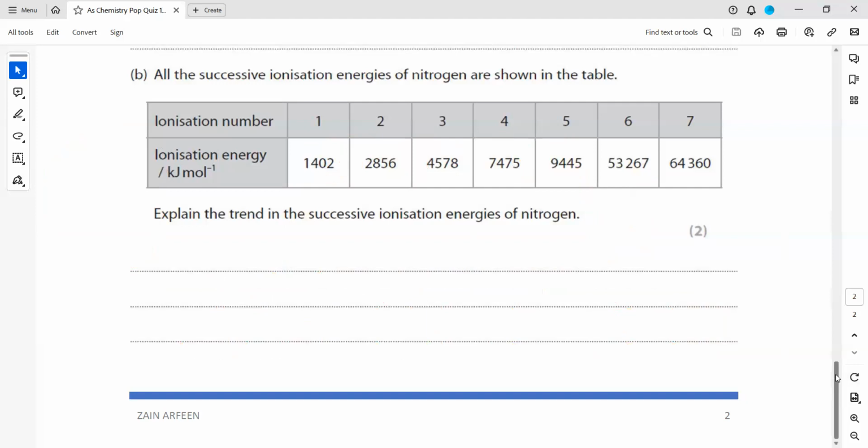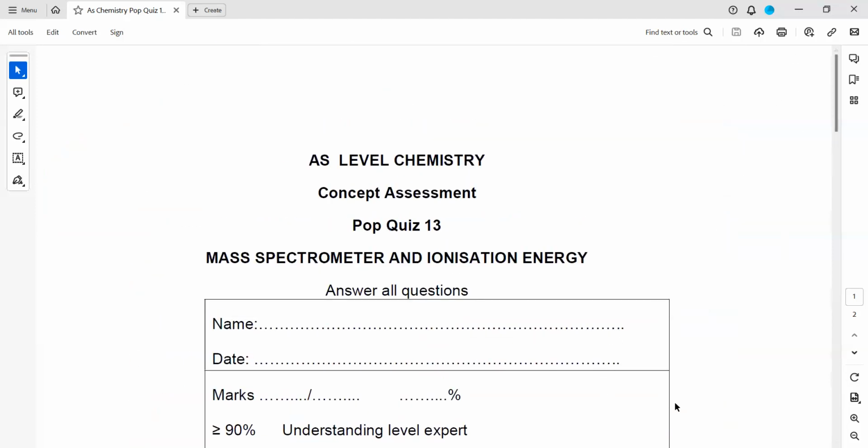So this was pop quiz 13, which was related to the mass spectrometer and ionization energy.